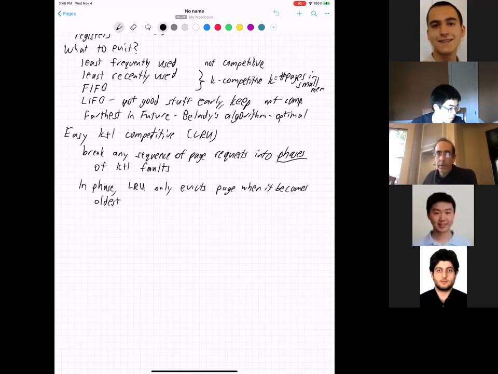Excuse me, can I ask a question? Yes. You break the sequence of page requests so that the number in each phase can be larger than k+1 page requests. The number of pages may be large, right? So you wait until k+1 faults happen and then put that whole sequence of requests into a phase.